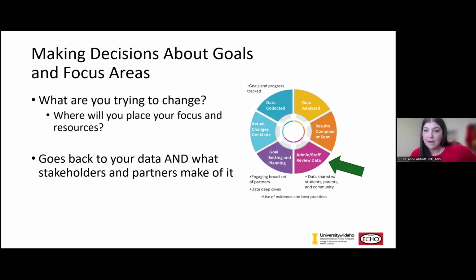All right, so thinking about this pink area, a little bit more of this dial, when we're getting into the part where we make decisions about goals and focus areas that we're thinking about with our data. Broadly, we want to think about what are we trying to change, right? Generally, where are we going to place our focus and our resources, right? So not everything requires money, but most things we're going to change require either money, time, focus, right? Some amount of resources within a school. So making these decisions really requires you to go back to your data and ask yourself, what do your stakeholders and partners make out of it?